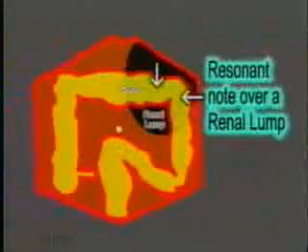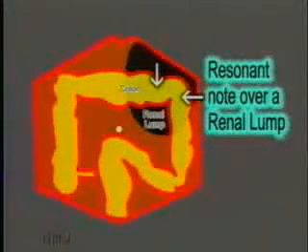First, percuss over the lump. A solid swelling will give a dull note on percussion. But if the swelling is retroperitoneal or deeply located, coils of intestines may overlie the swelling and a resonant note may be obtained, as in case of a renal lump.